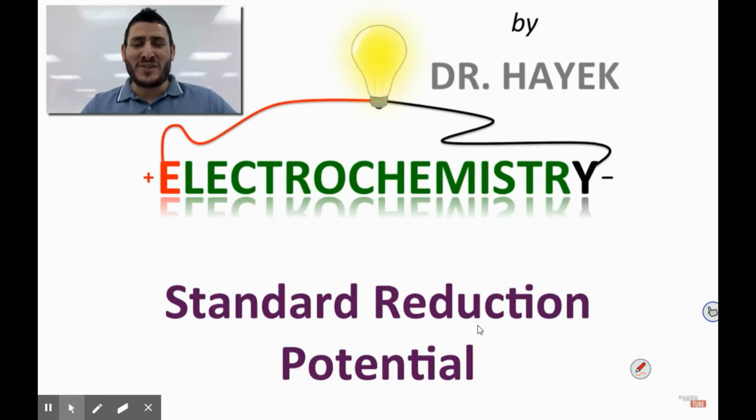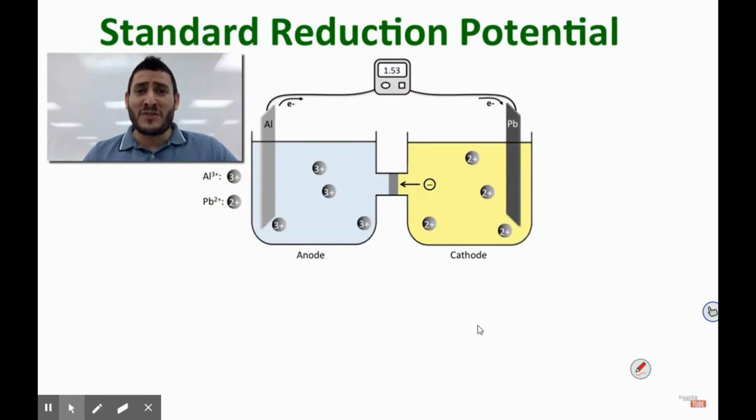Hi, this is Dr. Hayek, and this video is about electrochemistry, and today we'll be talking about the standard reduction potential. In my last video, I have introduced a galvanic cell and how can we build one. Please check the link in the description below to see this video. Once we build a galvanic cell, the remaining question is, how can we calculate the cell potential?